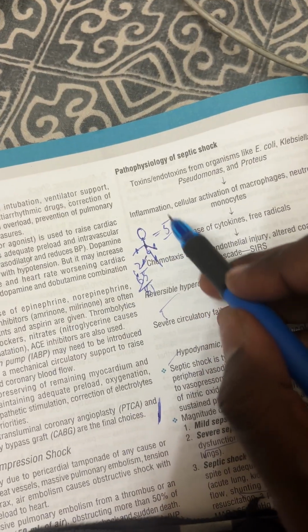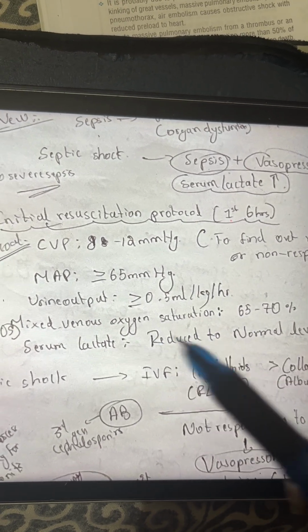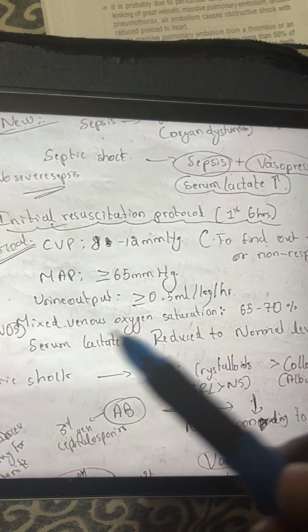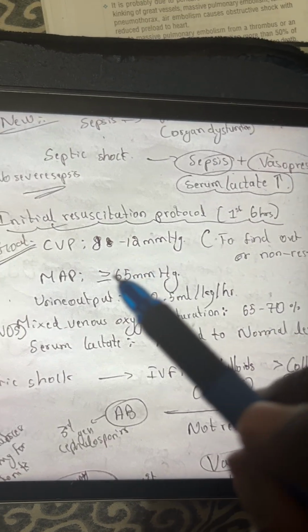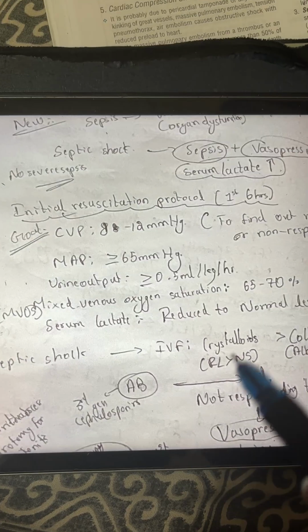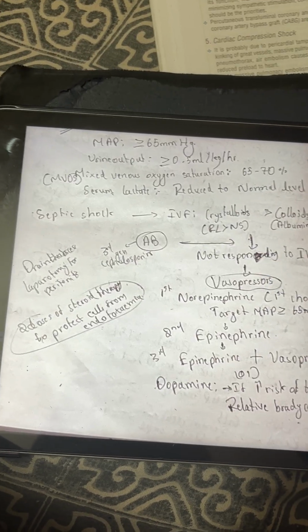How many arteries were you dividing? It's 5 now. So that's why urine output is greater than 0.5 ml per kg per hour. See how amazing it is? And MVOS is the same as MAP: MVOS is 65 to 70%, 65 mmHg. Very nice, I'm loving my own explanation, seriously. Lactate should be reduced to normal level. The management protocol I have taught you in the previous videos.